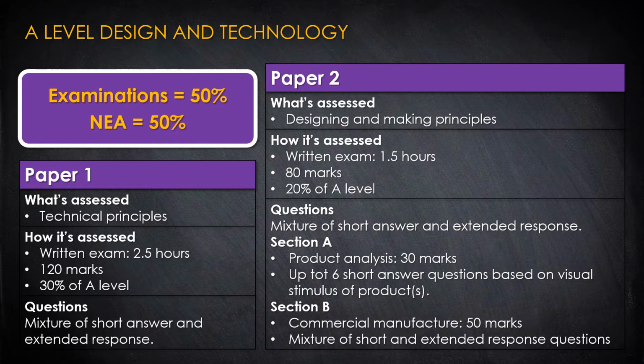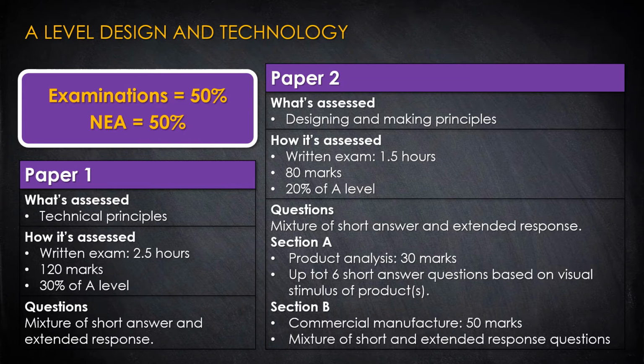The questions are a mixture of short answer and extended response. Paper 2 is about designing and making principles. It's an hour and a half. It's 80 marks. It's 20% of the A-level. The questions are a mixture of short answer and extended response. Within this paper there's section A and section B.